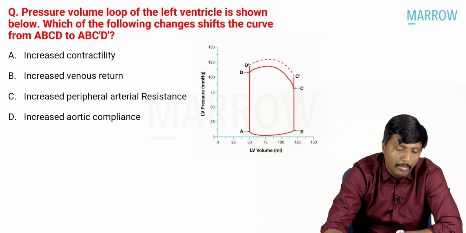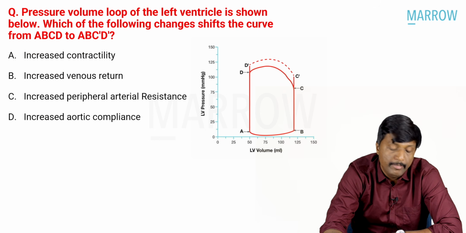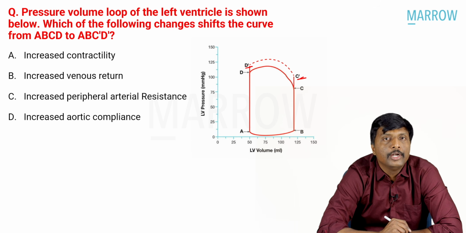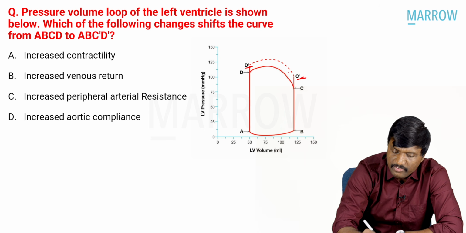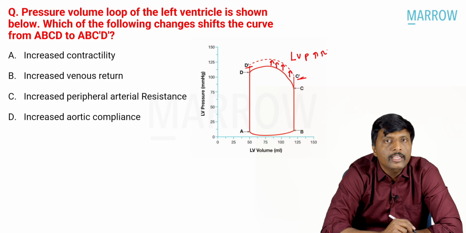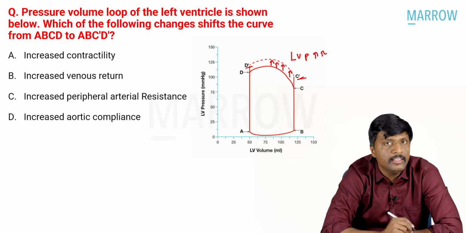Next question. The pressure volume loop of the left ventricle is shown below. Which of the following changes shifts the curve from ABCD to ABC dash D dash? What do you think? We know the pressure volume concept, this graph, but there is a small twist here. What you need to understand is the physiological principle behind this. We are definitely seeing that left ventricular pressure increases. Why? Because the problem lies in something coming after the left ventricle.